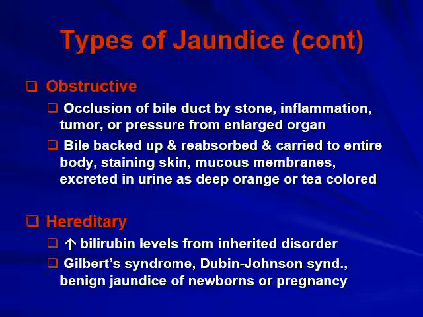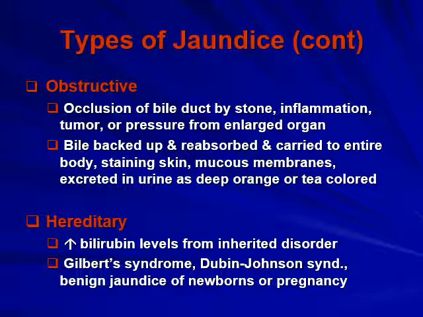Obstructive jaundice, then we'll see this when we have obstruction of bile ducts by a stone, inflammation, tumor. So this is more of a problem with a plugged bile duct, and bile cannot flow normally into the intestine, and so we have an increase of bilirubin that can't be excreted through the GI tract. So the bile backs up into the liver and the whole bile duct system, and then it's reabsorbed into the blood. And when it's reabsorbed into the blood, then it's carried to the entire body. It stains the skin, it stains the mucous membranes, and that's why we get that orangey yellow discoloration.